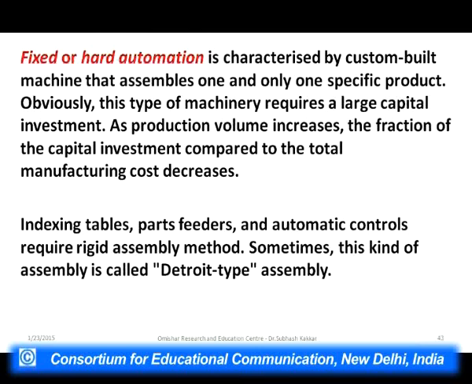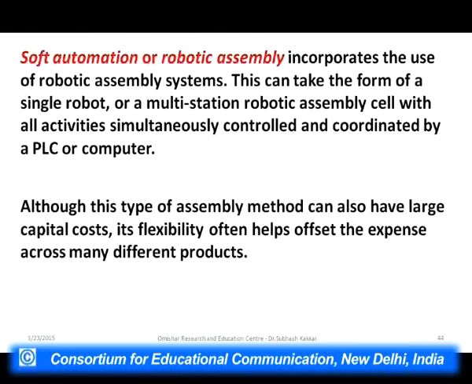Indexing tables, parts feeders and automatic controls require rigid assembly methods. Sometimes this kind of assembly is called Detroit type assembly, where rigid assembly machines are required. Automatically positioning the components at their standardized locations, and then assembly methods are used. When these are used, these are known as Detroit type of assembly process.